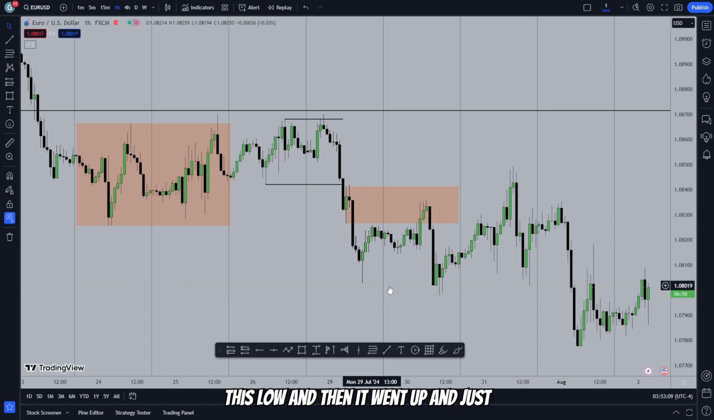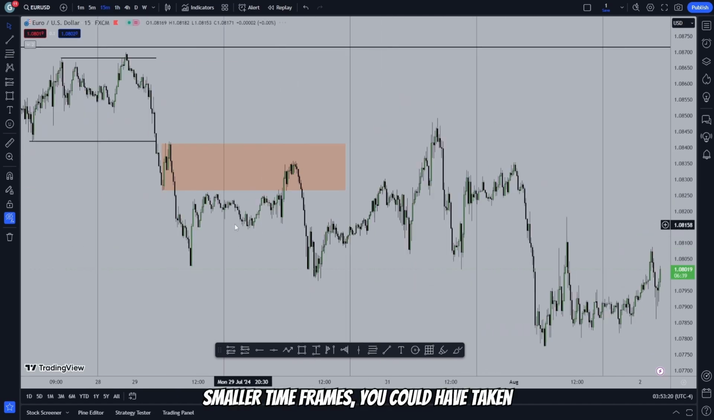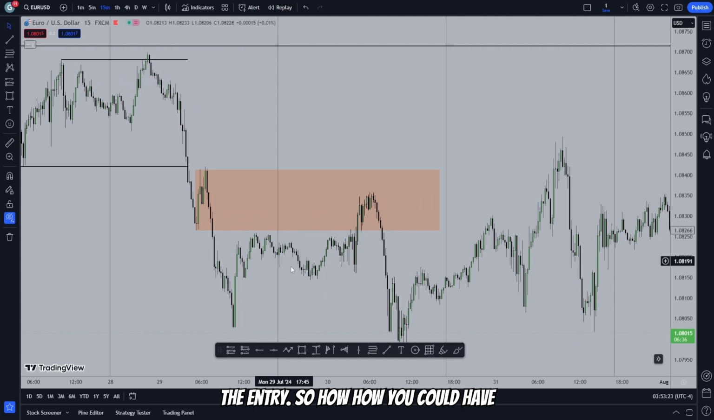It went down and took this low, and then it went up and just took this high, because this high was liquidity. I will teach you about that in a moment. So you can see that over here, if you go on smaller time frames, you could have taken the entry. So how could you have taken the entry?